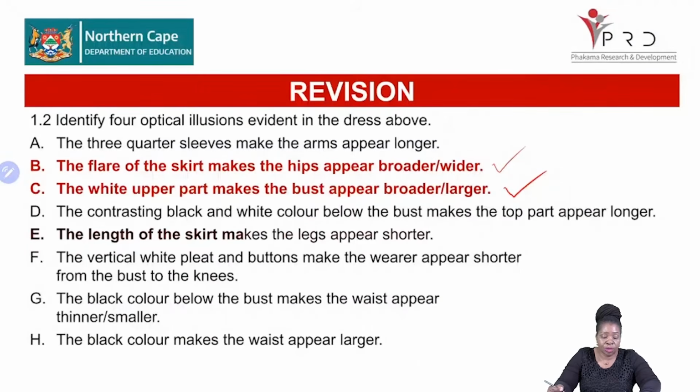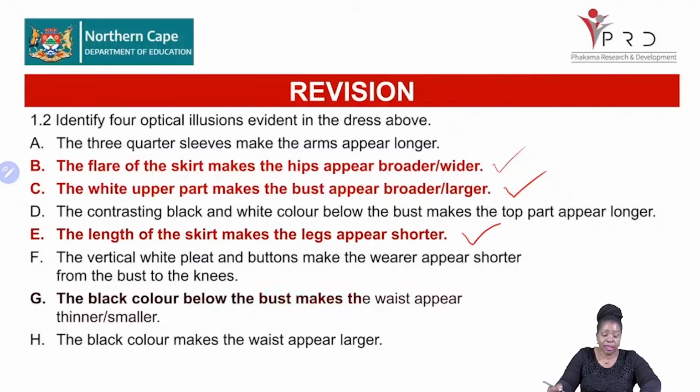Right, and the next one is E, which says the length of the skirt makes the legs appear shorter. And the last one is G, which says the black color below the bust makes the waist appear thinner or smaller. So those are the 4 optical illusions that we saw in the dress. Right, let's move on to our next question.